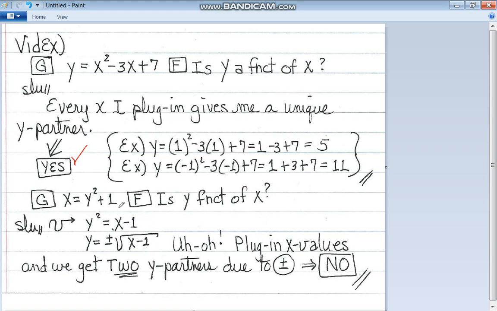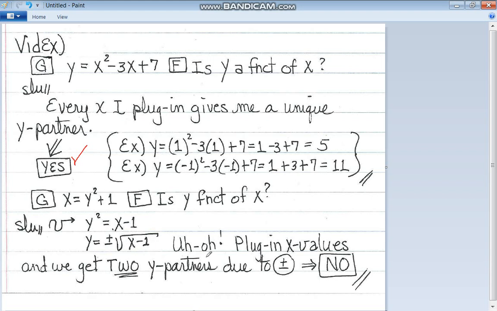Given x equals y squared plus 1, find out if y is a function of x. Well, in order to test this one, I need to get y by itself. So I'll move 1 to the other side and turn the whole thing backwards. That's what the squiggly line is for. And I get y equals, now I'm going to take plus or minus the square root to get rid of that second power. So y equals plus or minus the square root of x minus 1.